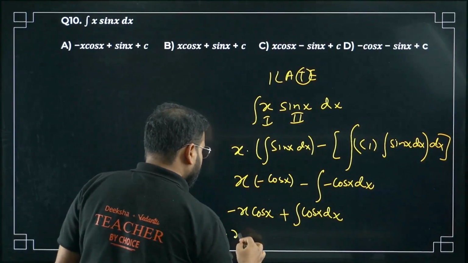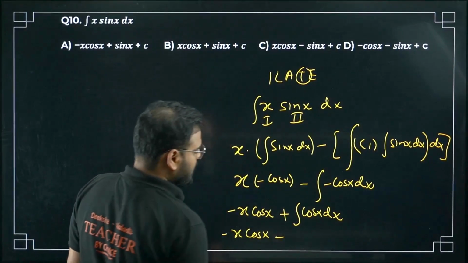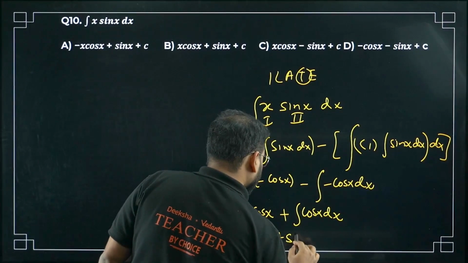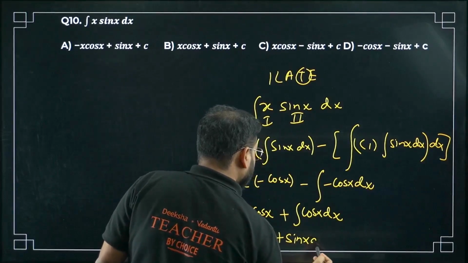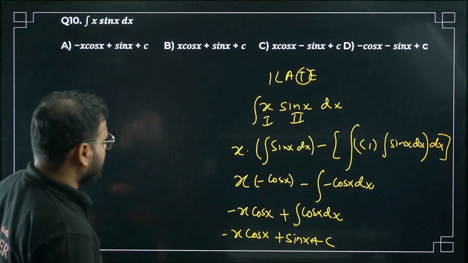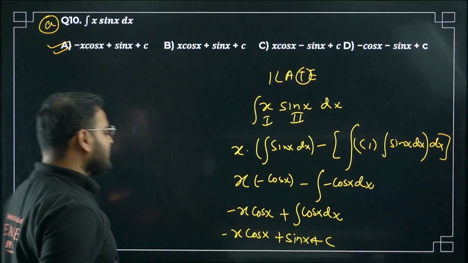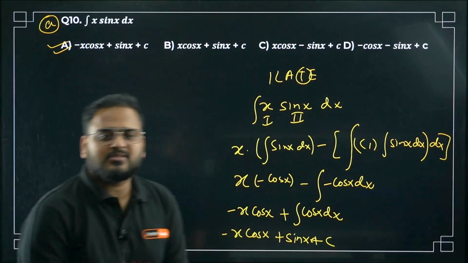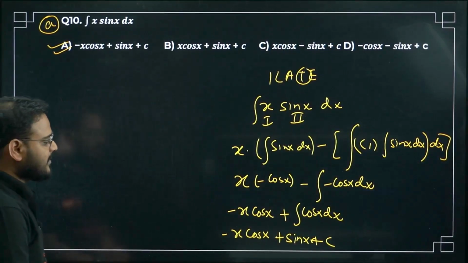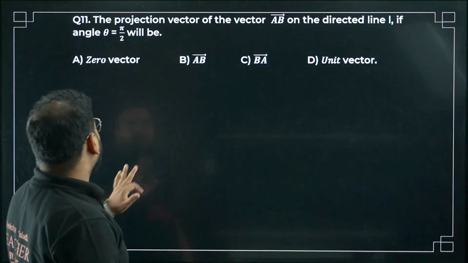It becomes minus x cos x plus sin x, and we'll have a constant. So option number A, right? Please check. This is the right answer. I think the option was incorrect, so I've made that change. Have a look. Minus x cos x plus sin x plus C is the correct answer. Okay, let's go. Question number 11 now.